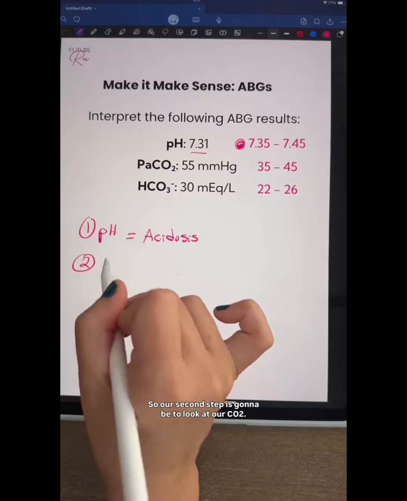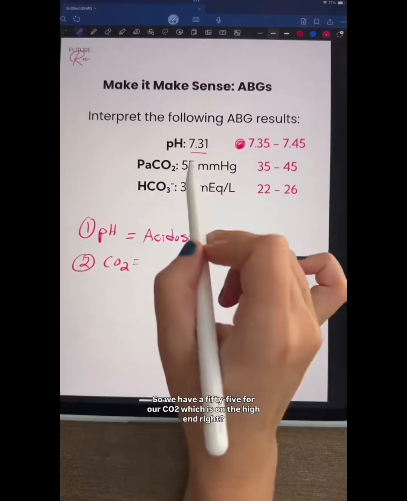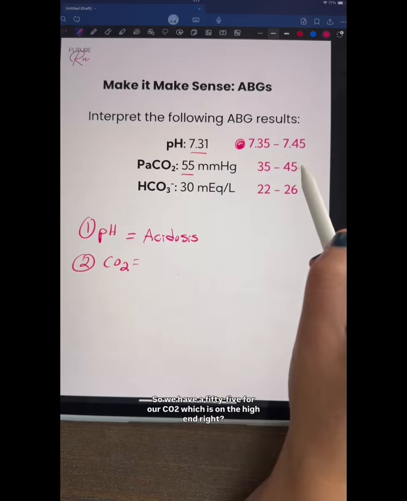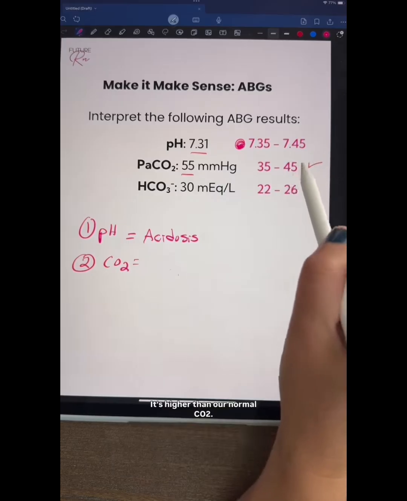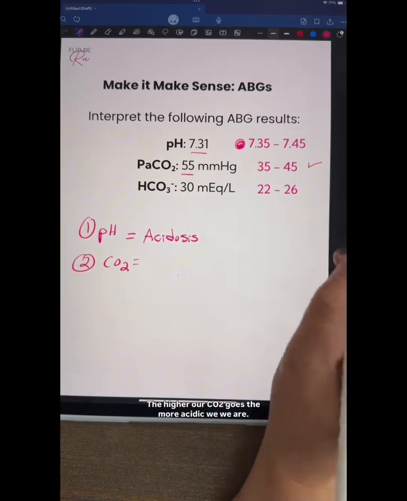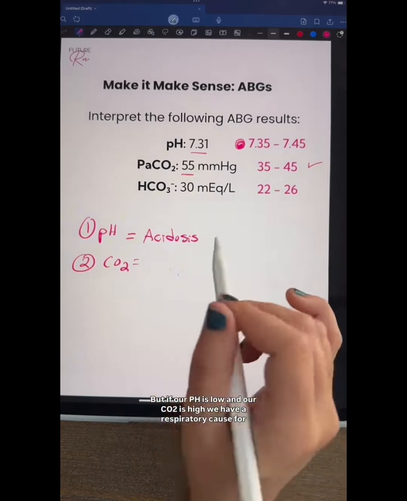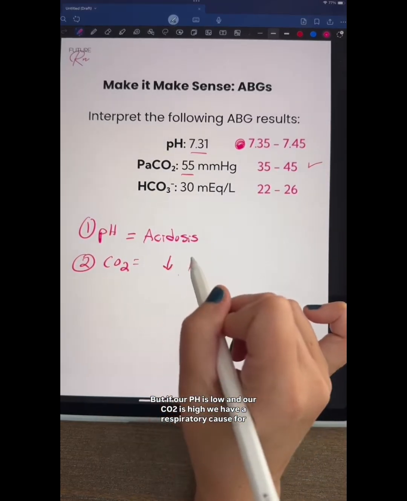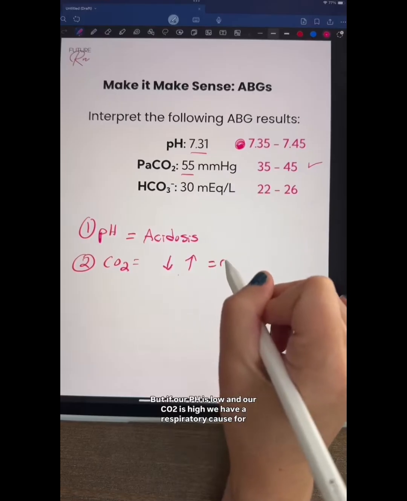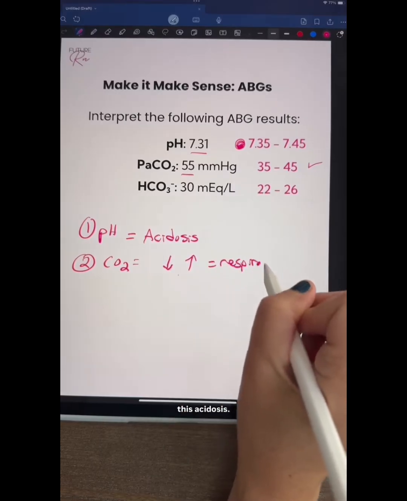So our second step is going to be to look at our CO2. So we have a 55 for our CO2, which is on the high end, right? It's higher than our normal CO2. The higher our CO2 goes, the more acidic we are. But if our pH is low and our CO2 is high, we have a respiratory cause for this acidosis.